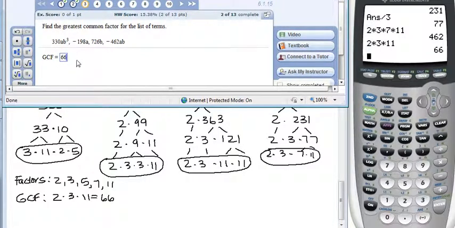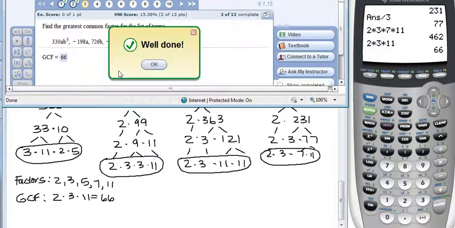Now we're going to go back through and look at our variables. How many A's do we have? We have 1, 1, none, and 1. So I can't have any. Now I'm going to go back through and take out my B's. I've got 3, none, 1, and 1.